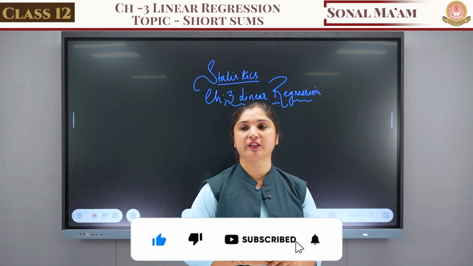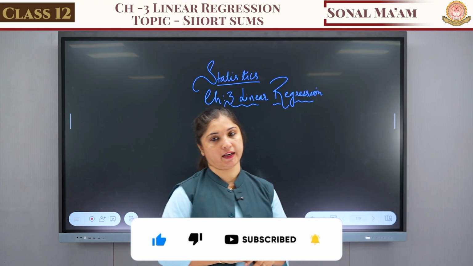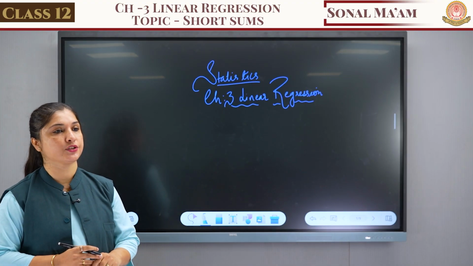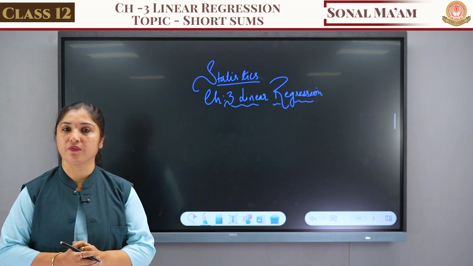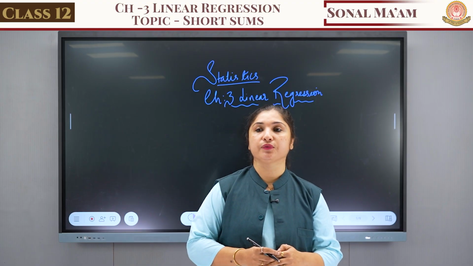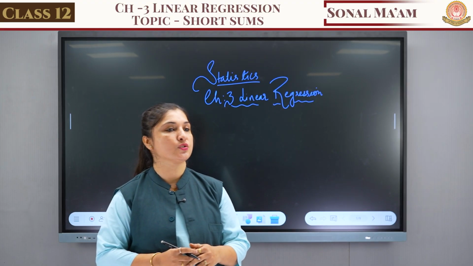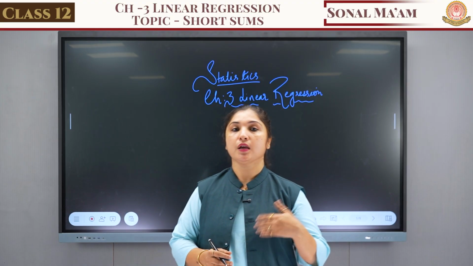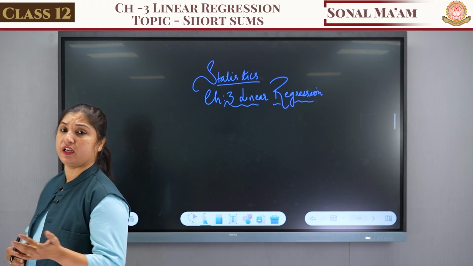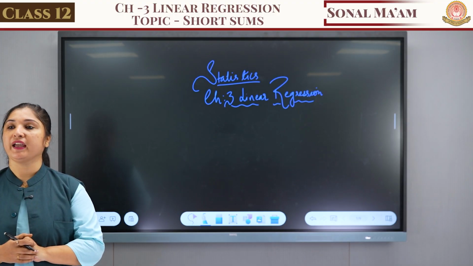So we were continuing with chapter 3, right? Linear regression. As we have already learned many formulas of linear regression, we have done many sums of linear regression. Now we are going to continue with it and we will do the short sums. Usually students make mistakes in the short sums. So we will revise them again and again so that we can be very perfect with it, right? So we have the formulas.